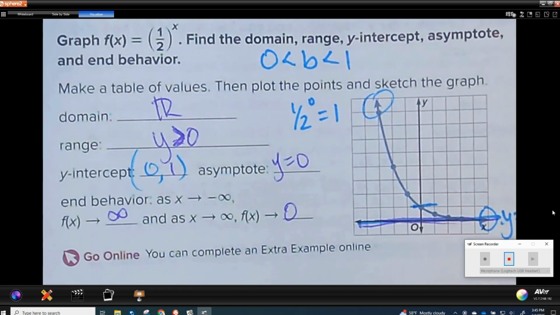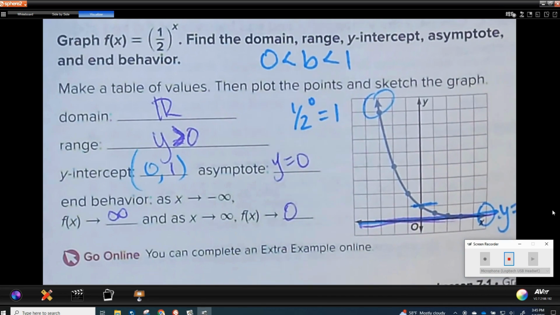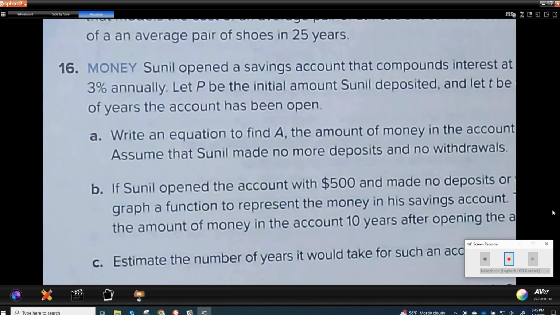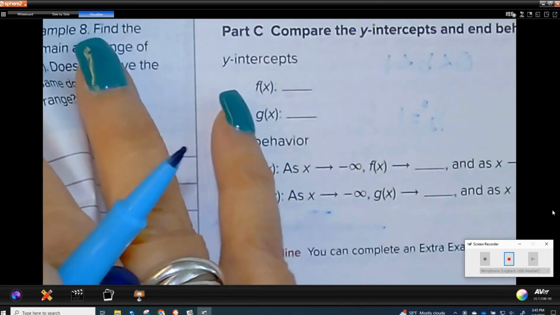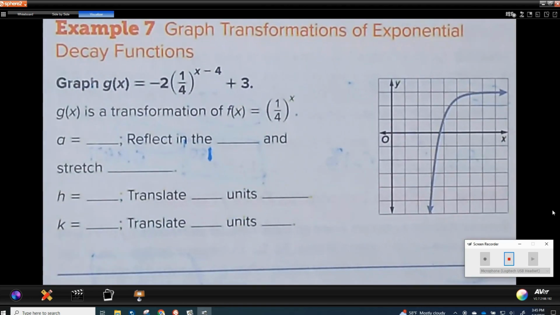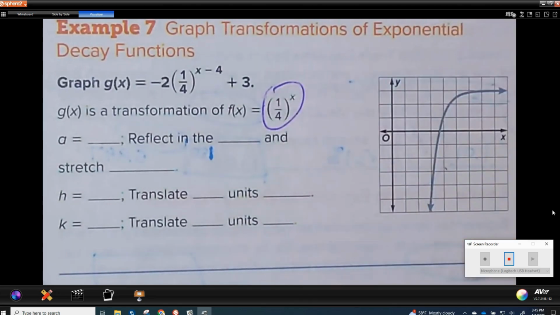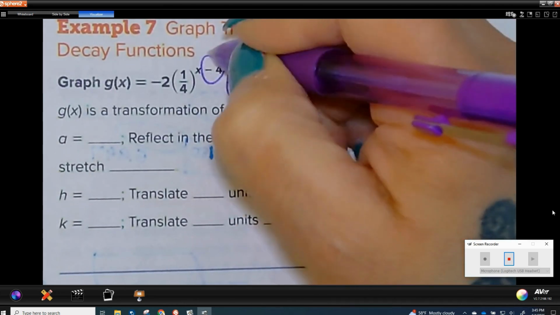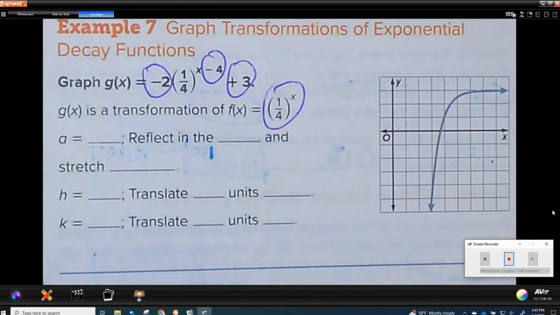All right, is that it? No, I think there's one more, example 7. So example 7. Example 7 is a transformation. Yay, I'm going to get a different pen because I'm able to write in this. I guess I didn't do it in class. So our parent is 1/4 to the x. It tells us there's one transformation, and that -2 counts for 2.